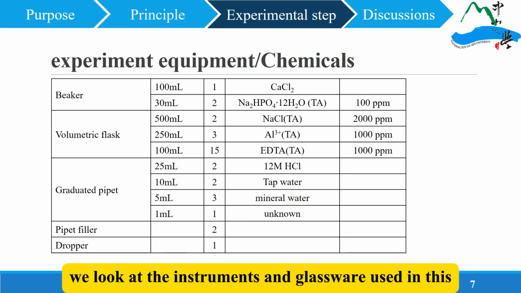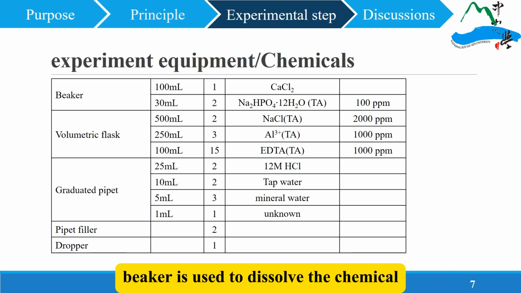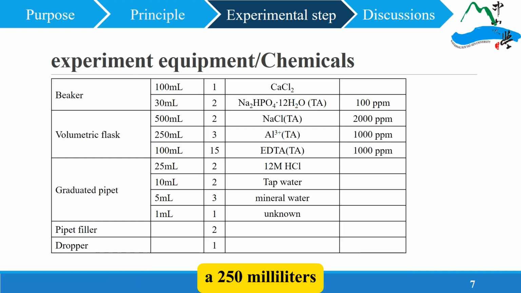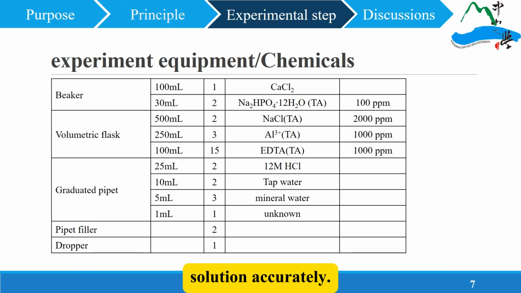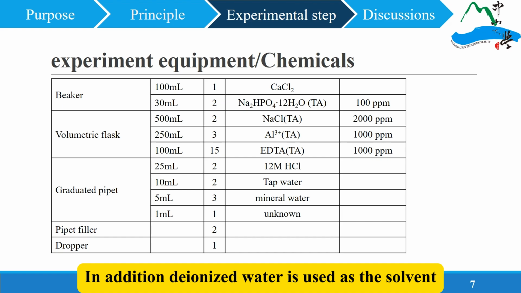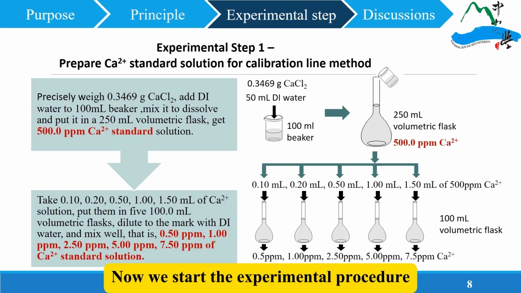Next, we look at the instruments and glassware used in this experiment. A 100 milliliter beaker is used to dissolve the chemical. A 250 milliliter volumetric flask is used to prepare the standard solution. In addition, deionized water is used as the solvent for preparing all solutions. Now we start the experimental procedure.